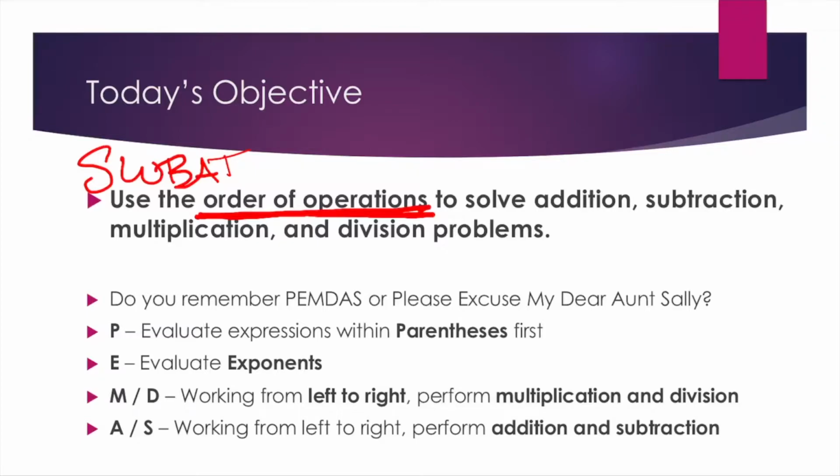P doesn't really just mean parentheses, it means evaluate expressions within parentheses first. E then means we evaluate exponents. And instead of thinking of the M and then D, it's really together, M or D. Because when we work from left to right, we perform multiplication and division. So it doesn't matter which one comes first, we go from left to right the same way that we read. And the same thing is true for addition and subtraction. We work from left to right, performing addition and subtraction.